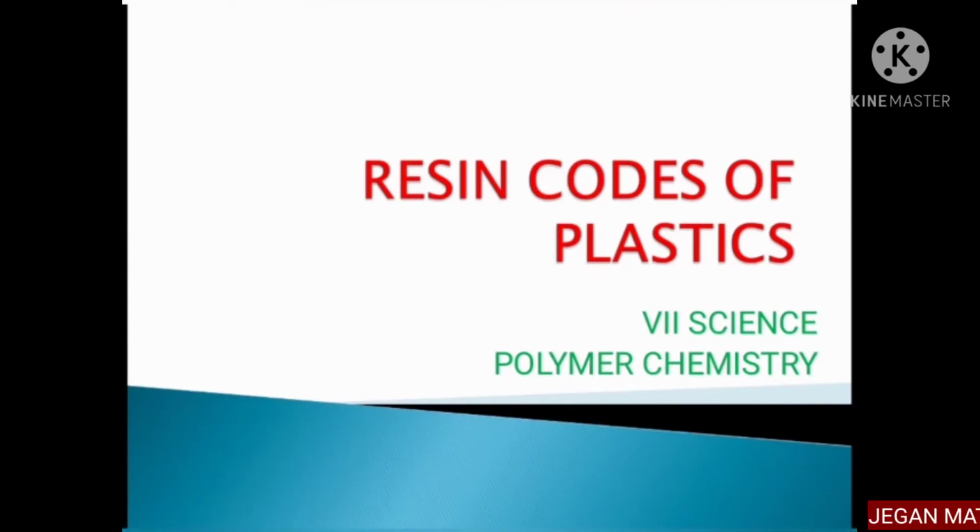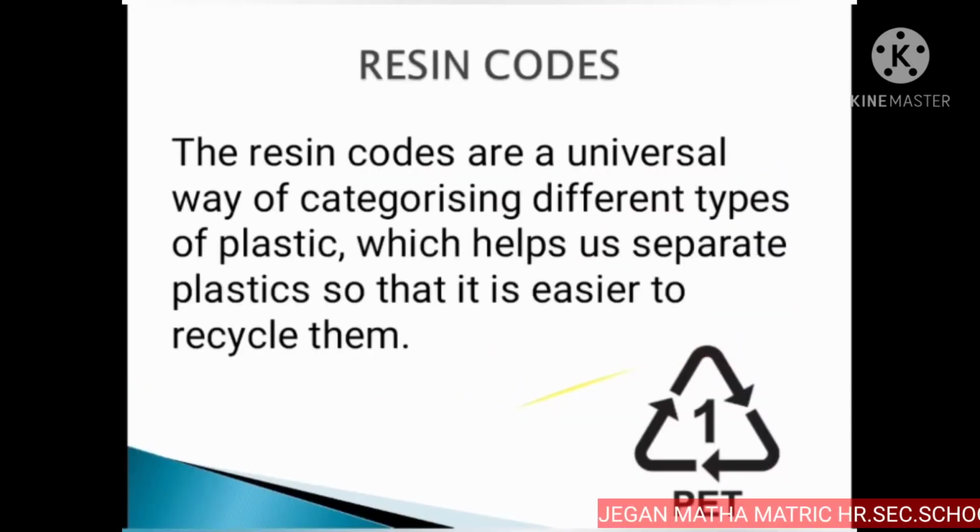Welcome students. Today we are going to learn about resin codes of plastics in the polymer chemistry chapter. In this session, let us find out more about the different types of plastics that we use in our daily life. We know that plastics are very useful in our daily life, but some types contain dangerous chemicals. We can tell these plastics apart by searching for a resin code.